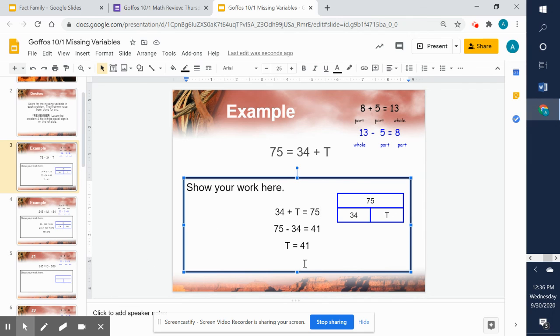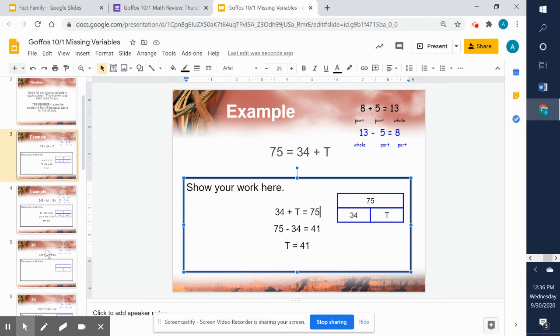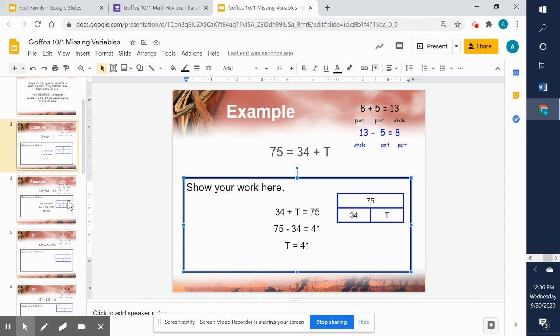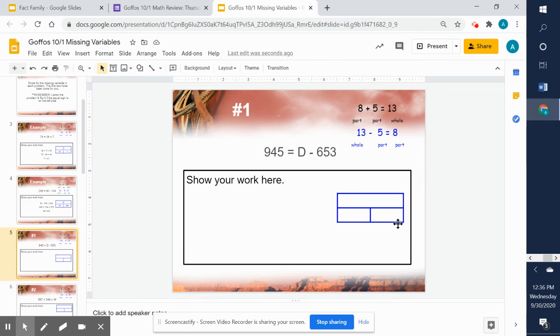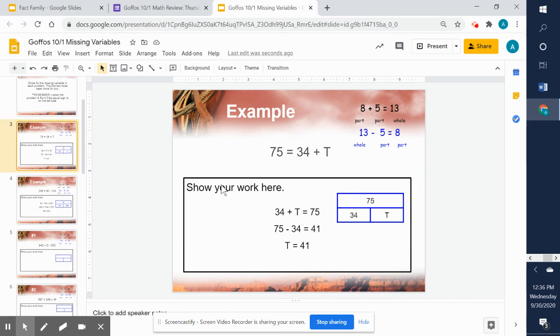If you'd like to solve it like this, how I have the example, you may. But if you say, no, the computer's too confusing, I want to use paper, that is also fine. Whatever you are more comfortable with, that's fine. Just upload a picture if you do it on paper. But if you do it on the computer, I need to see the box. If you do it on paper, I need to see the boxes. So either way, I need to see the boxes and you labeling the parts.